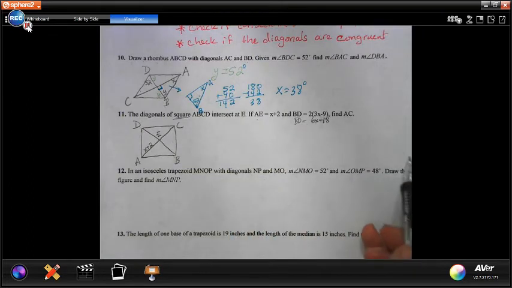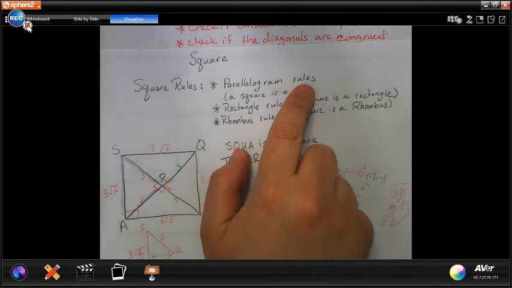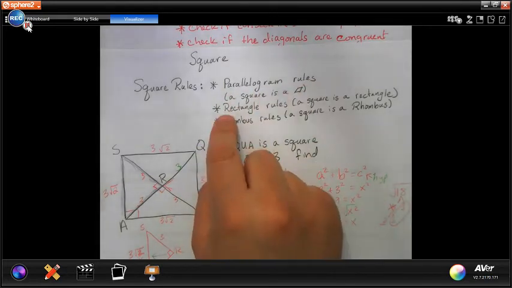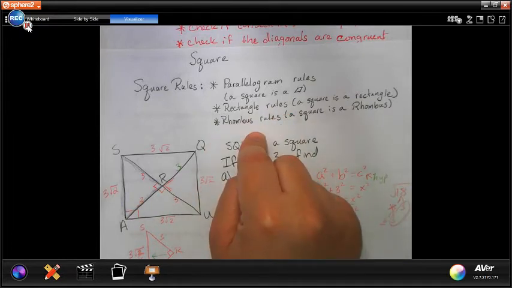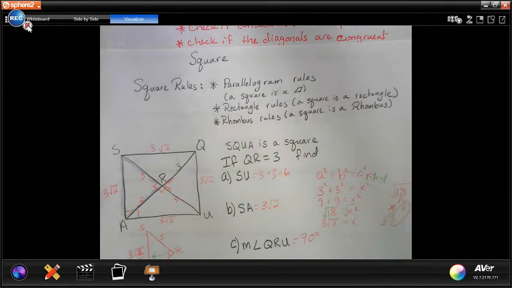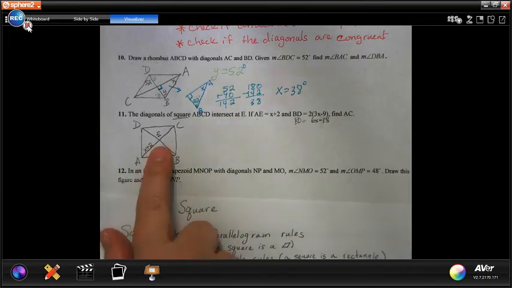Okay. Well, let's see what we know about squares. Our rules for squares from my square video: all the parallelogram rules apply, so you gotta remember that. All the rectangle rules apply, and all the rhombus rules apply. So I just need to have those handy. Square is kind of like all three put together.